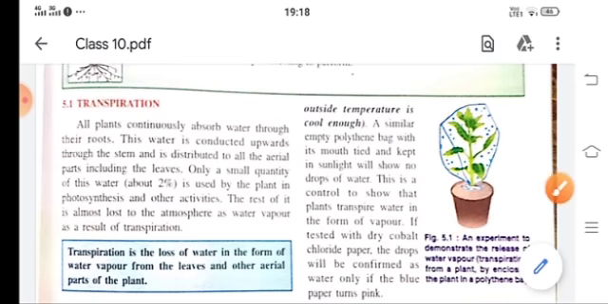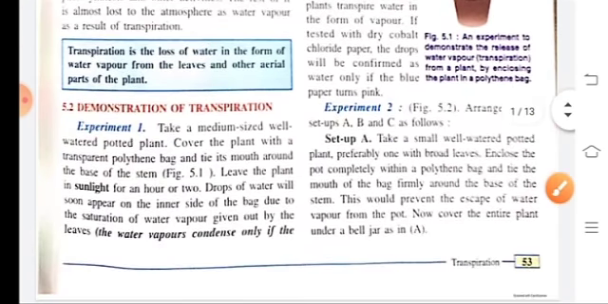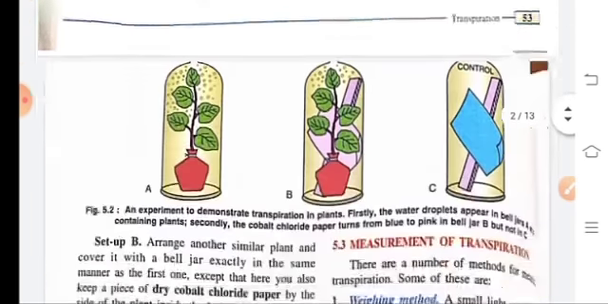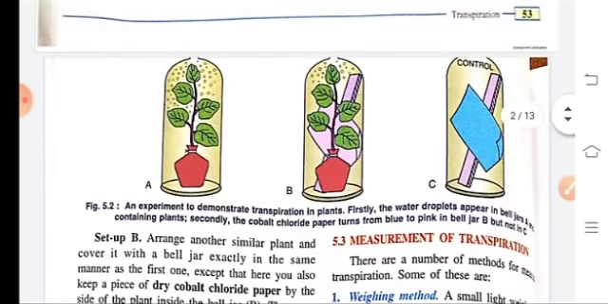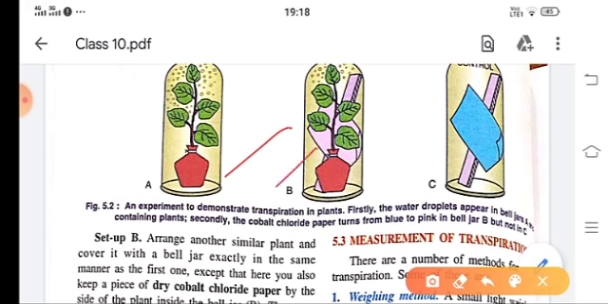Okay, so next is another experiment we are going to take. In this we are going to take three bell jars. Here, see, three bell jars we have taken. Two bell jars in which potted plants are kept, and one jar which is without a plant. So the pot is covered with a polythene. Again this pot is covered with a polythene, and this bell jar is empty.